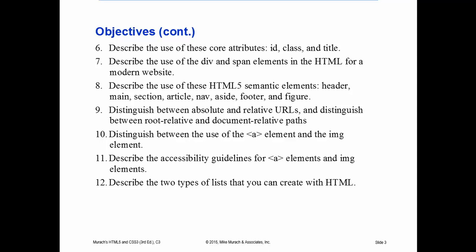Describe the use of div and span elements in the HTML for a modern website. Describe the use of the major HTML5 semantic elements, those being header, main, section, article, nav, aside, footer, and figure. Distinguish between an absolute URL and a relative URL. Distinguish between the use of the A element and the image element. Describe the accessibility guidelines for A or anchor elements and image elements. And describe the two types of lists that you can create with HTML.